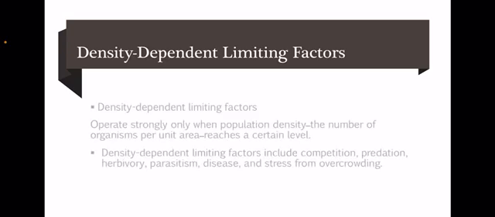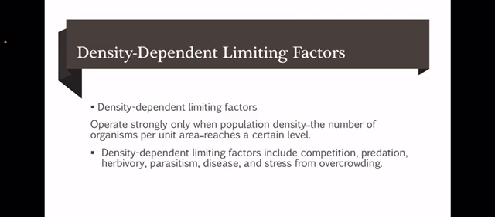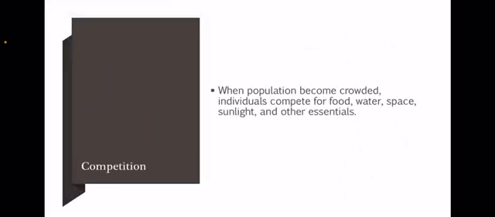Density-dependent limiting factors. Density-dependent limiting factors operate strongly only when population density, the number of organisms per unit area, reaches a certain level. Density-dependent limiting factors include competition, predation, herbivory, parasitism, disease, and stresses from overcrowding. Competition. When populations become crowded, individuals compete for food, water, space, sunlight, and other essentials.